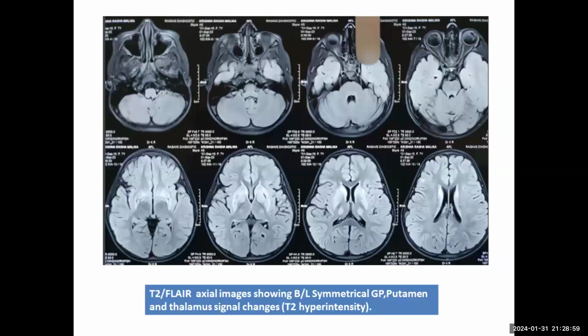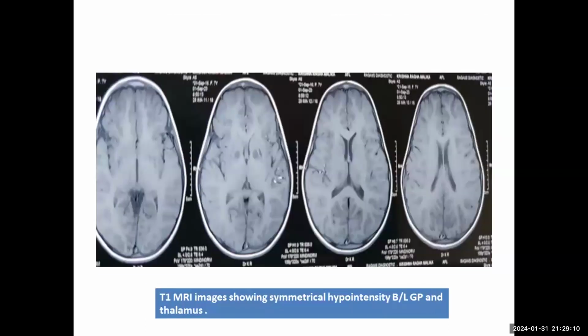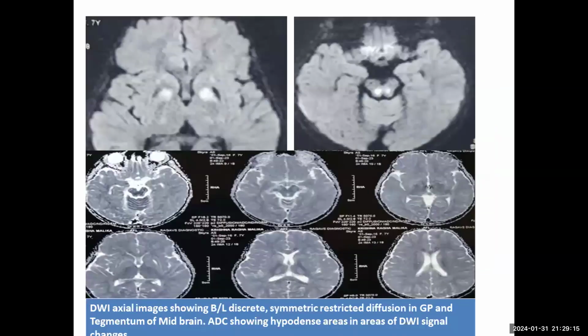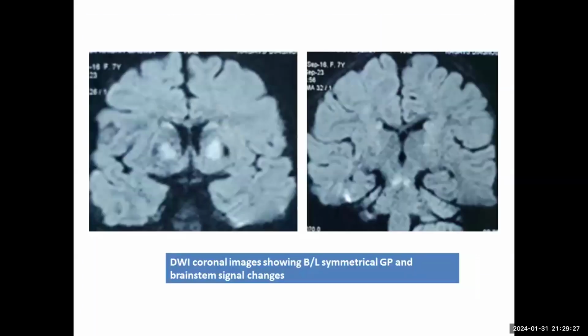So this is the MRI image of the child showing T2 FLAIR axial images showing bilateral symmetric GP, putamen and thalamic signal changes with hyperintensity. The T1 MRI image is showing symmetrical hypointensity in the bilateral GP and thalamus. This is a DWI axial image showing bilateral discrete symmetrical restricted diffusion in globus pallidus and tegmentum of the midbrain, and the ADC is showing hypointense areas in the areas of DWI signal intensity changes. This is the DWI coronal images showing bilateral symmetrical GP and brainstem signal changes.